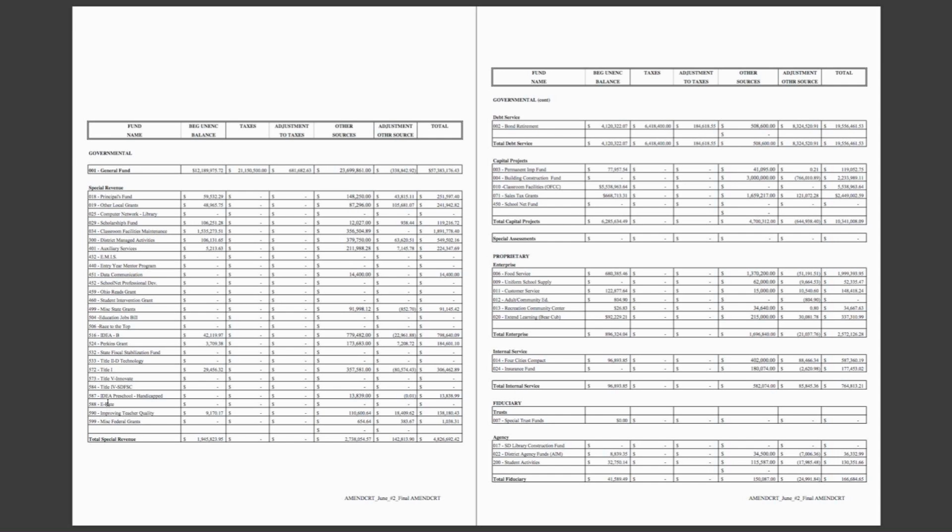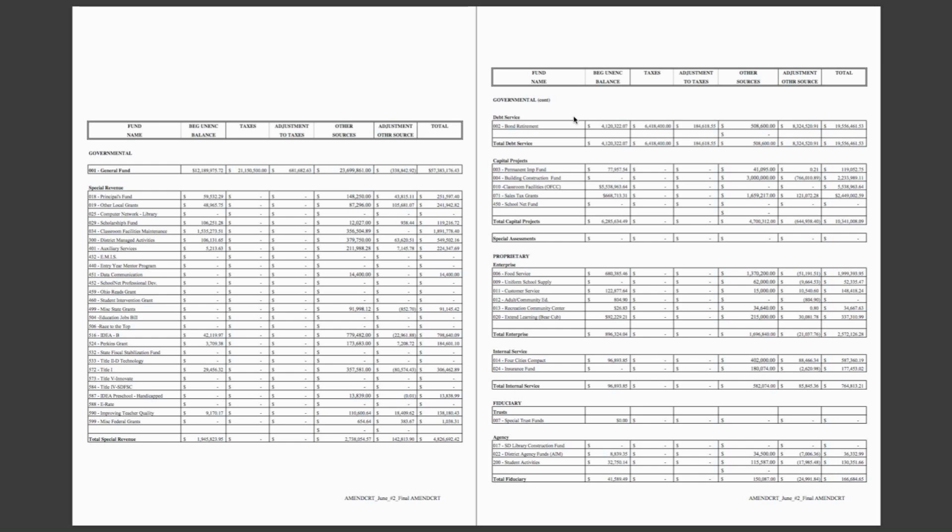Skipping down here to your 500 funds, those are your federal funds. So looking at our biggest one, which is IDEA-B Fund 516, you see our initial balance plus what we received this year for a total of $798,000 available to be spent out of the IDEA-B grant, and our other grants including Title I, Perkins related to career tech.